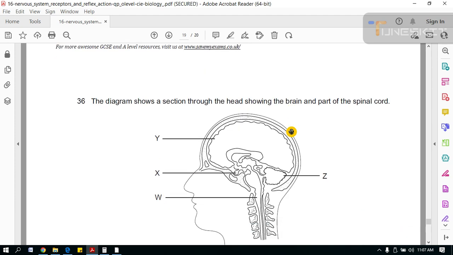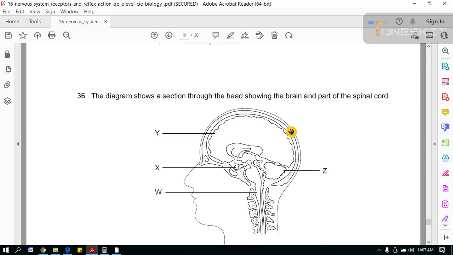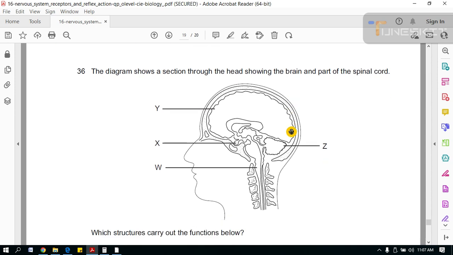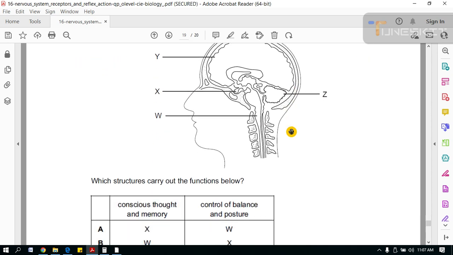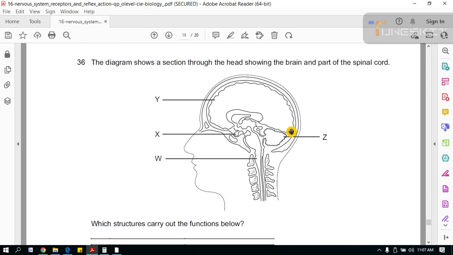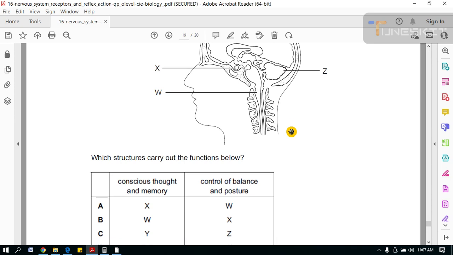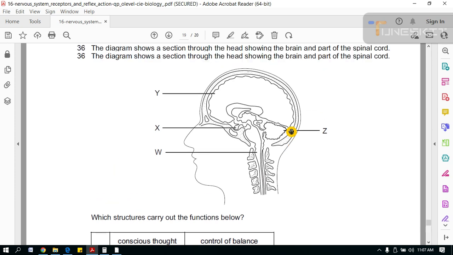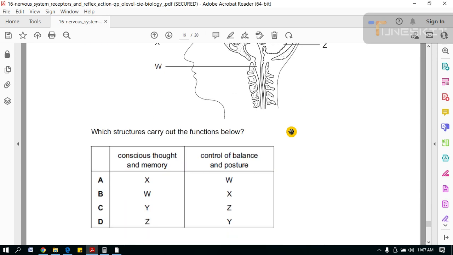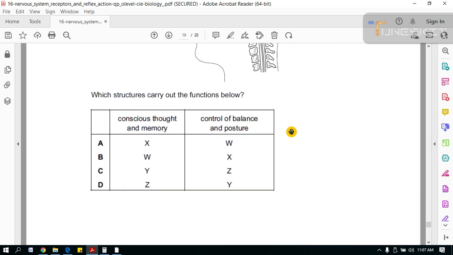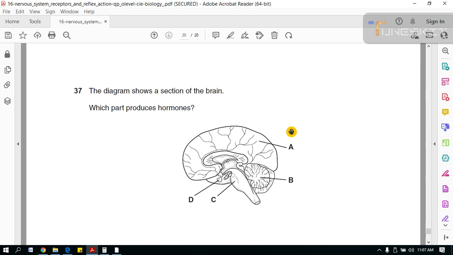Alright. So last two MCQs. The diagram shows a section through the head showing the brain and part of the spinal cord. Again, which structures carry out the functions below? Conscious thought and memory. Definitely it's the function of Y. Now we can easily give the answer. Control of balance and posture, that is a function of Z. So YZ. Is there any YZ? Yes. Option C is correct.